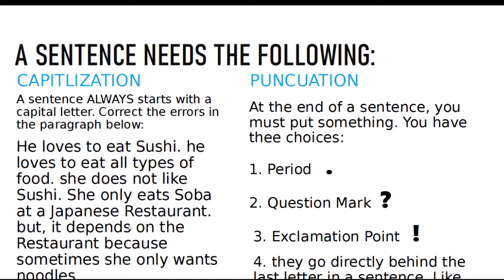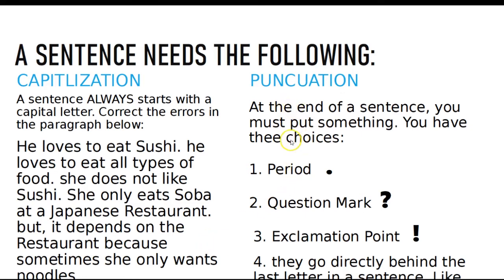But it depends on the restaurant because sometimes she only wants noodles. All right, so again, first question, first word, it should be capitalized. But it depends on the restaurant. Restaurant should not be capitalized. And noodles is kind of cut out, but it is fine.